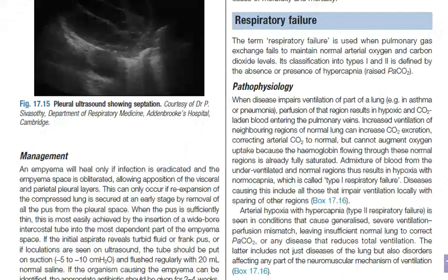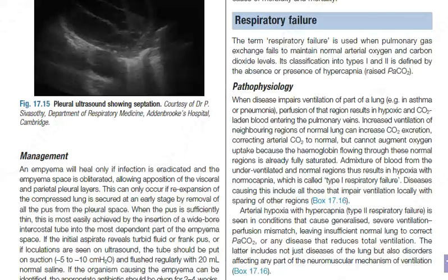Respiratory failure. The term respiratory failure is used when pulmonary gas exchange fails to maintain normal arterial oxygen and carbon dioxide levels. Its classification into types 1 and 2 is defined by the absence or presence of hypercapnia, raised partial pressure of arterial carbon dioxide.